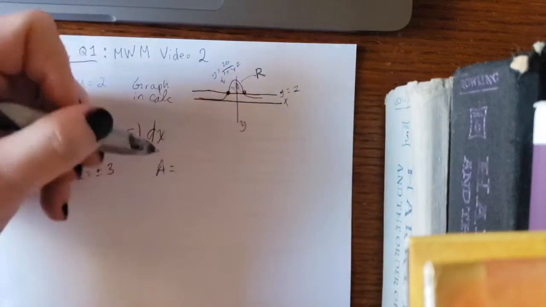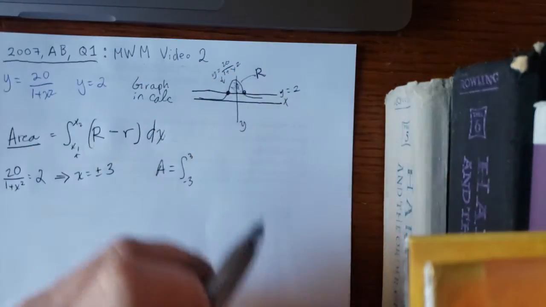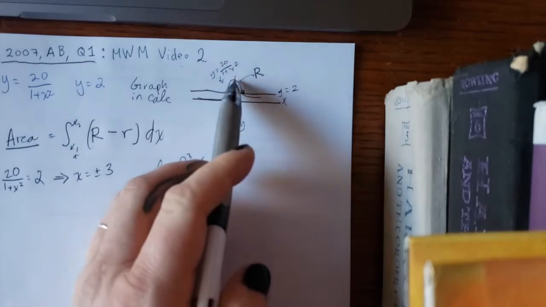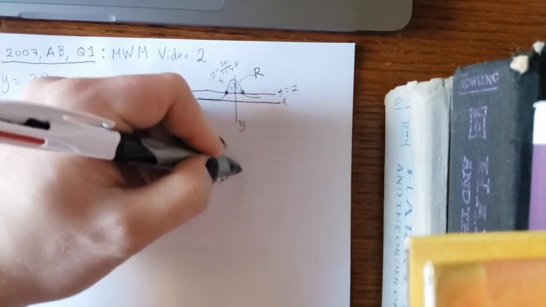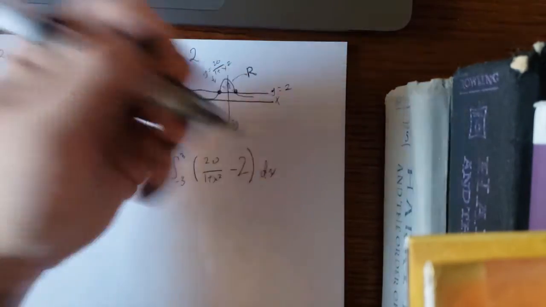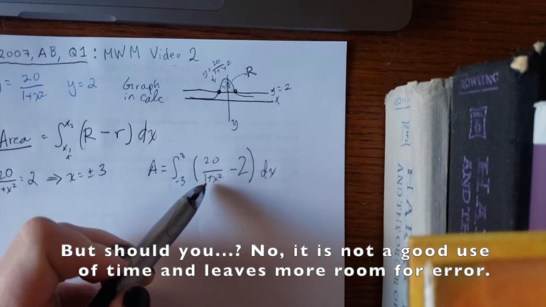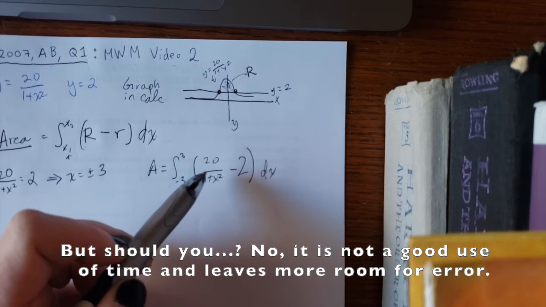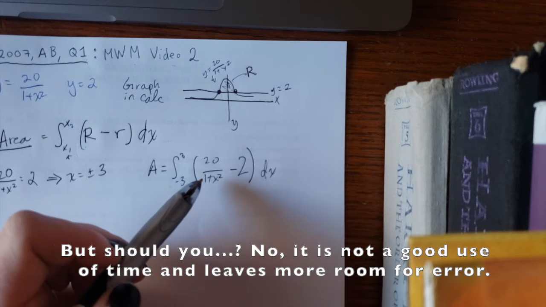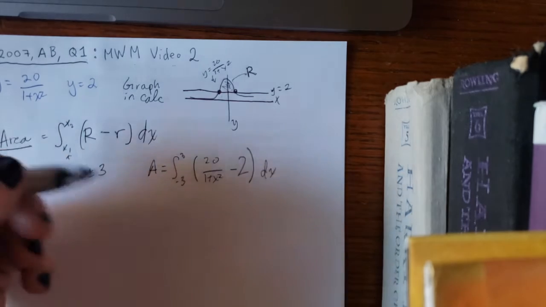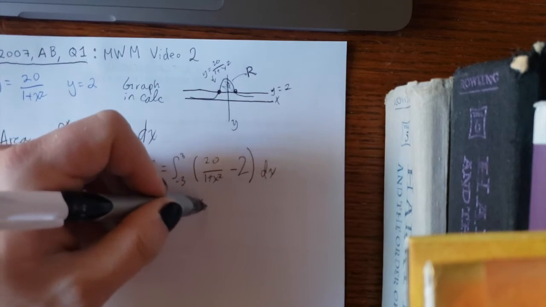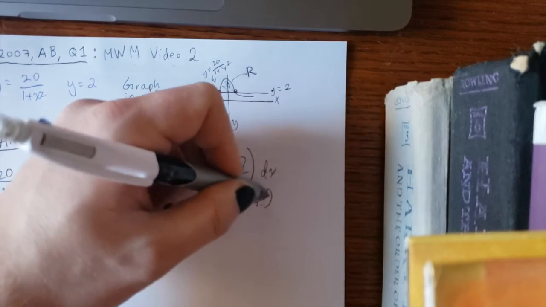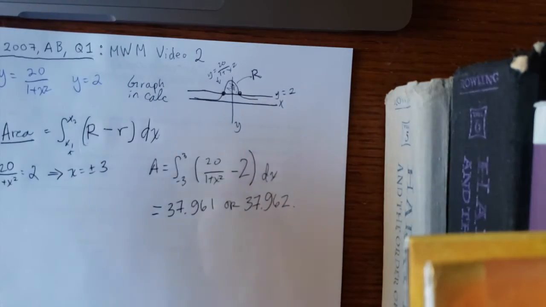So those are x1 and x2. I'm going to say area equals the integral from -3 to 3. Our outer curve is our upper curve, and then our lower curve, so I have 20 over 1 plus x squared minus 2 dx. You can integrate this using trig sub if you're a BC student, but I don't think that's a good use of your time. I suggest plugging this into your calculator, especially because you have a calculator. We find that this will equal 37.961 or 37.962. This is an AP problem, so you will definitely want to go up to the 3 decimal mark.